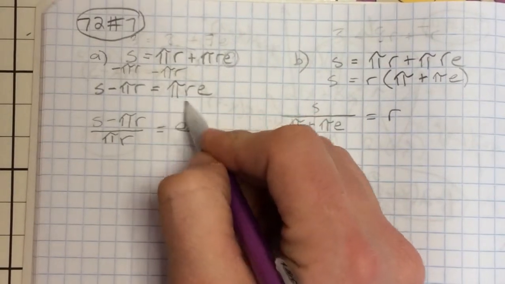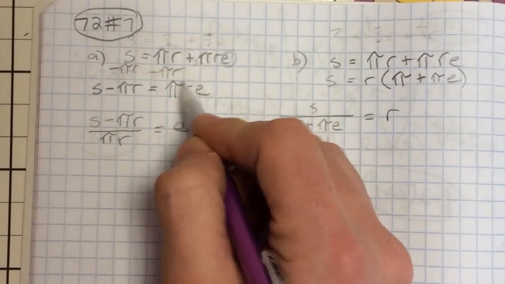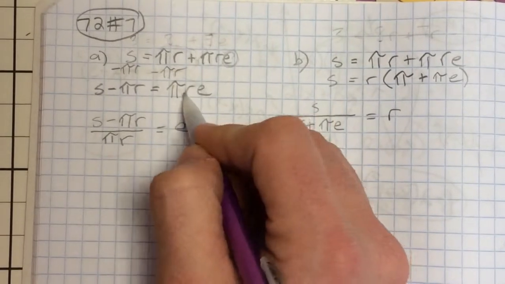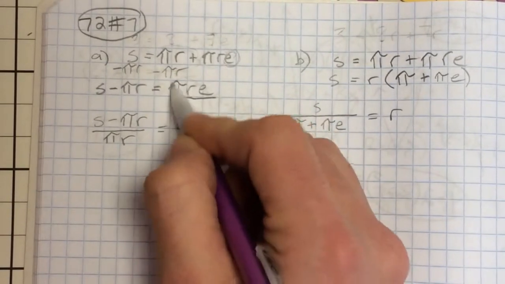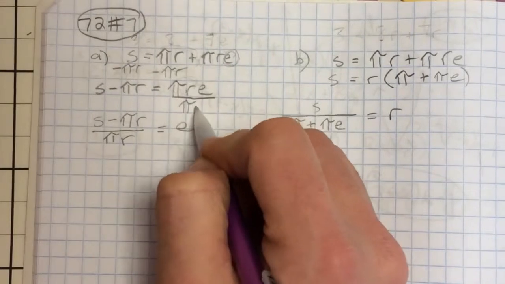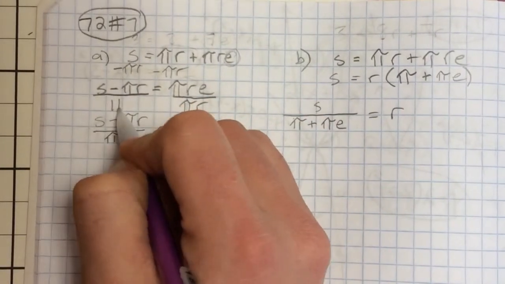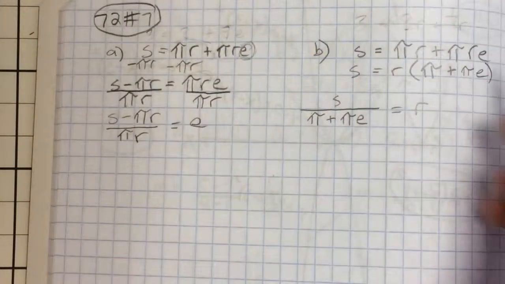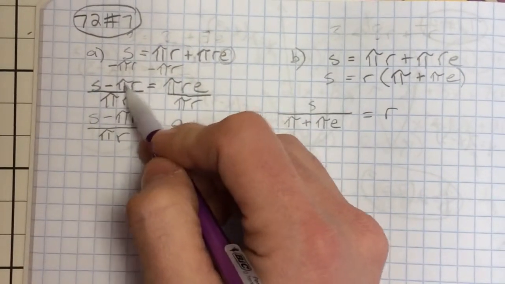And now you have something, pi r, being multiplied by e, but it might as well just be like 8 times e. And if it was 8 times e, we divide by 8, so we just divide by whatever that is, pi r. Divide this side by pi r. Now be careful here. The pi r and pi r here don't cancel.